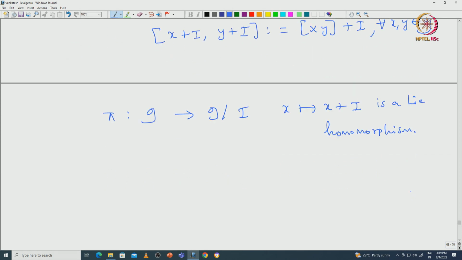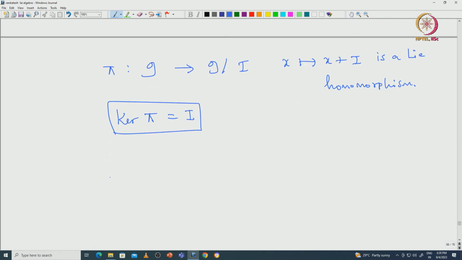Since this is a Lie homomorphism, we also calculated the kernel. The kernel is obviously the ideal that we started with. We also proved one simple fact. What is that fact? If J is another ideal containing I, then we can talk about J modulo I, which is a subspace of G modulo I. This is indeed an ideal inside G modulo I. These are all the facts that we already proved.